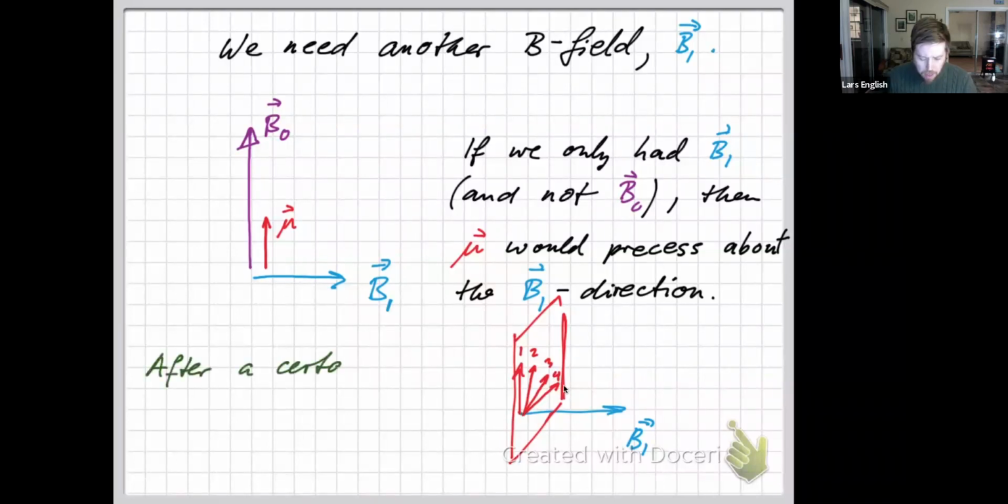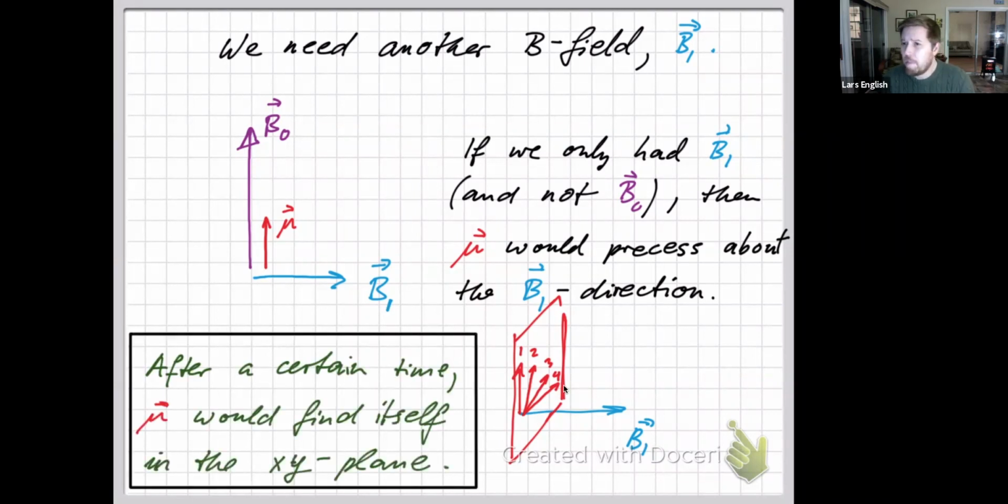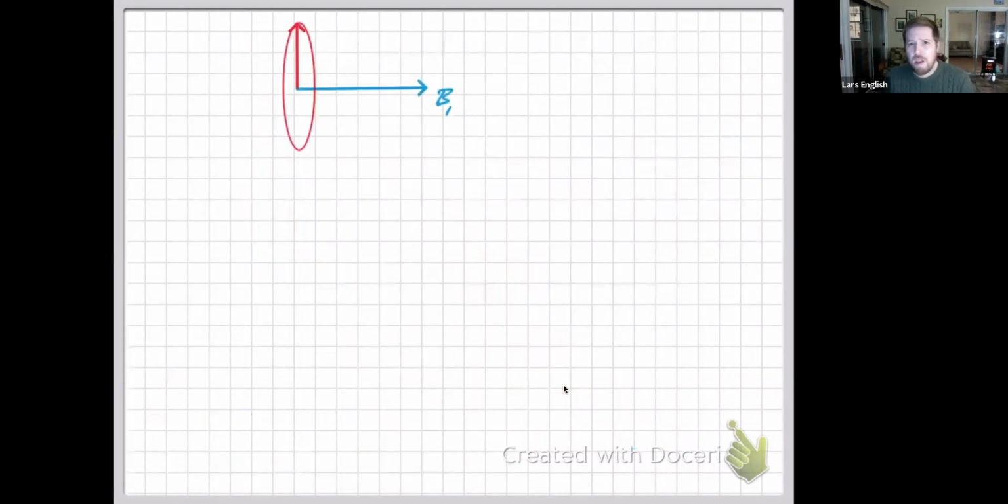So that's the idea. After a certain amount of time, mu should find itself in the xy plane, tilted down into the xy plane. Okay, so here is another sketch of the same situation. We have the B1 field, we have this mu that's initially aligned along the z axis, but then after some time it precesses, right? And therefore, after some time, it's going to be tilted down into the xy plane. So that should do the trick.